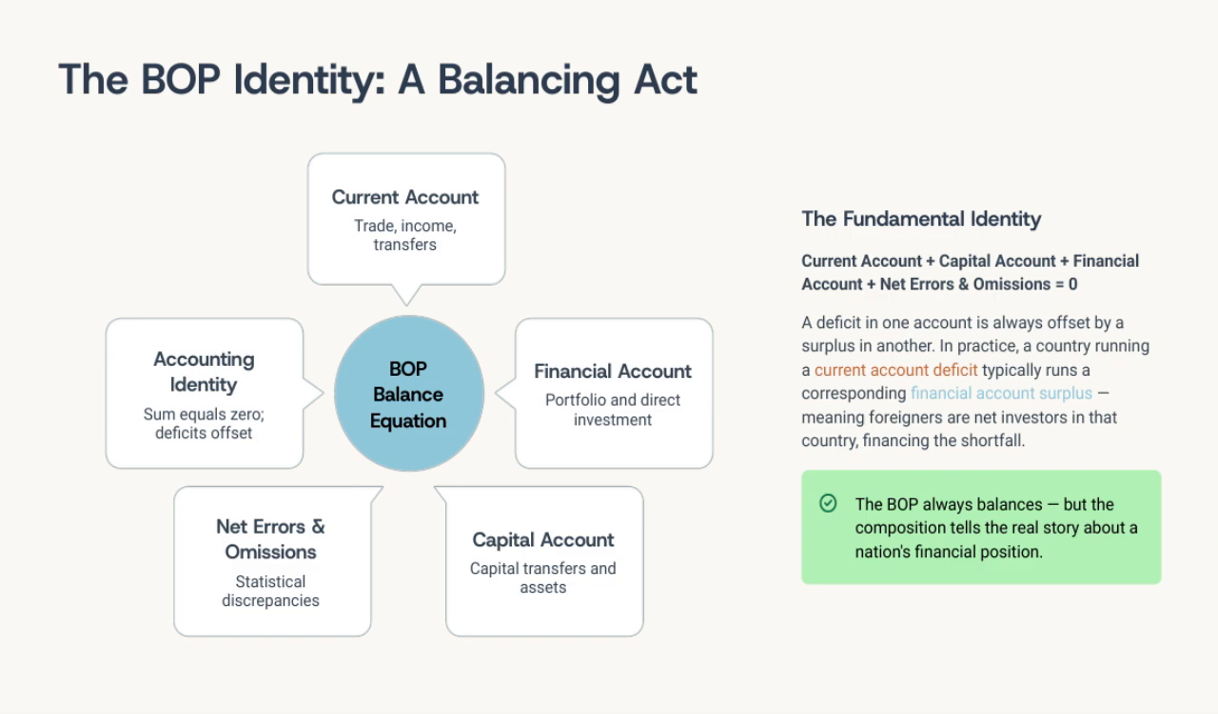All these parts work together to ensure the overall balance is zero. If there's a deficit in one area, it's balanced by a surplus somewhere else. This balancing act is what we call the BOP identity. It's the accounting framework that keeps everything in check.